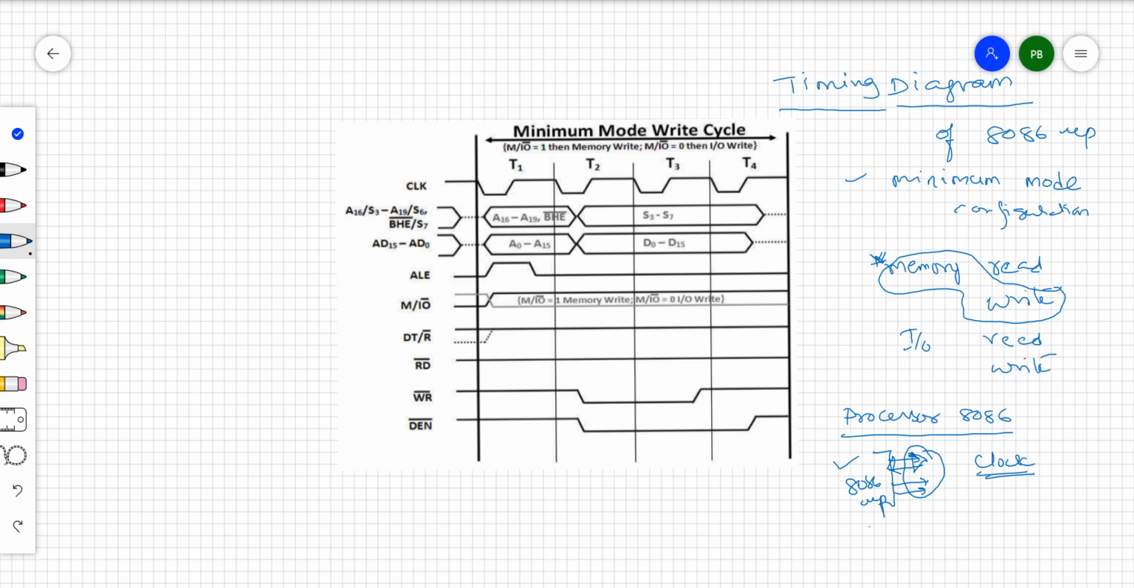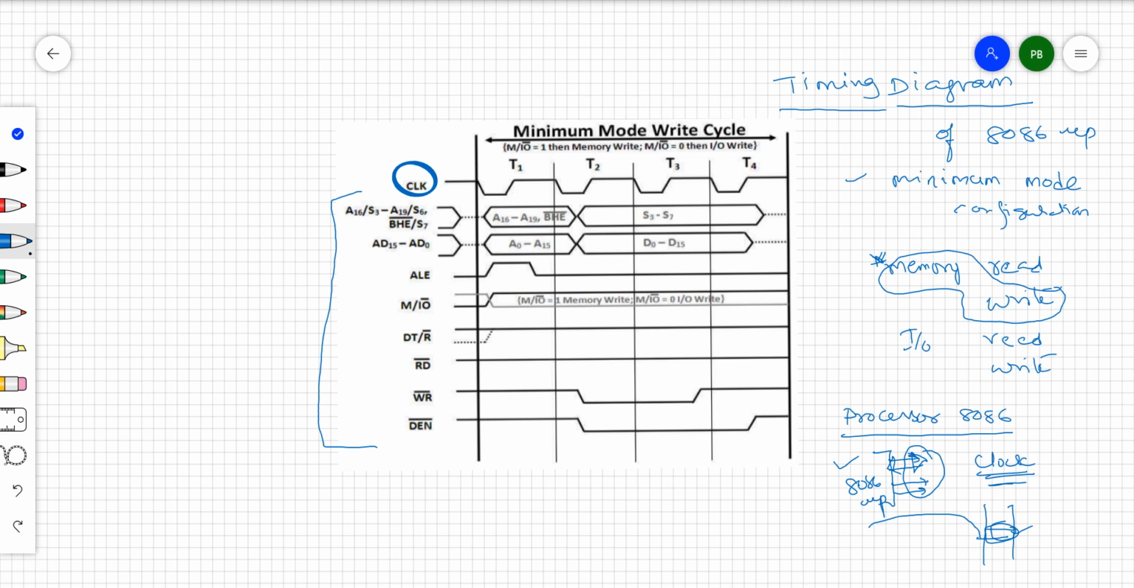To perform this memory write operation, the processor wants to write some data into the external memory, from the internal processor to the external memory location. So it needs to output some signals with respect to the clock. That is what we call the timing diagram of the 8086 processor in minimum mode configuration for a write cycle. For the write operation, how these signals come out with respect to the clock, if you draw that as a graphical representation, becomes the timing diagram for the write cycle.